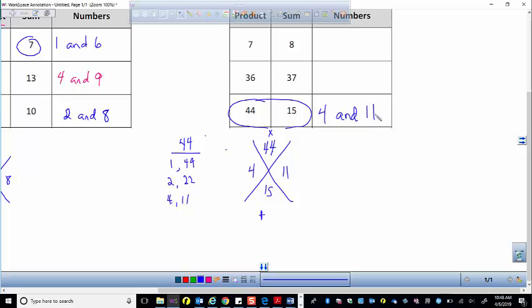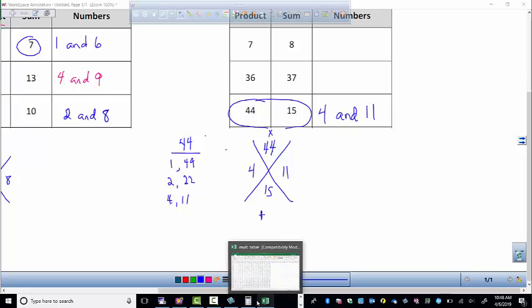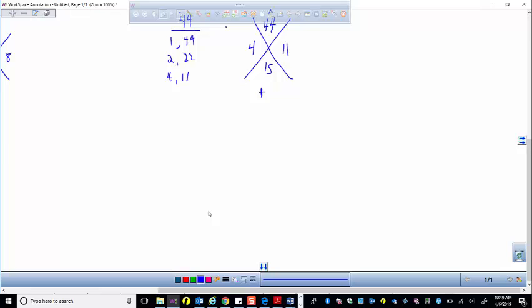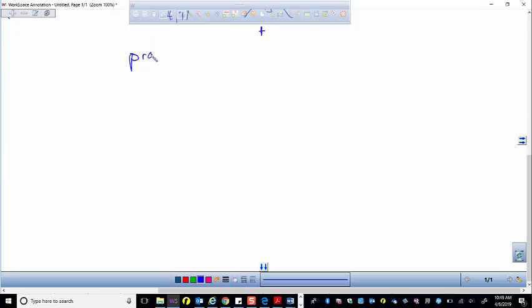Now I'm going to try some with a negative number. You can see it's similar, but it's just a little bit different. Let's say that you want a product of negative 12 and a sum of positive 4. So I'm going to make my cross. My product is negative 12 and my sum is 4. When the product is negative, that means you have to have one number negative.